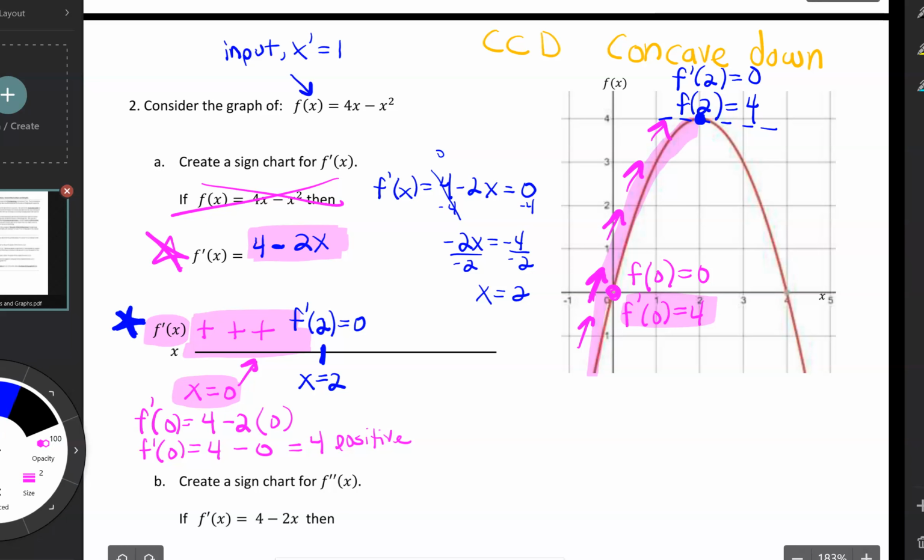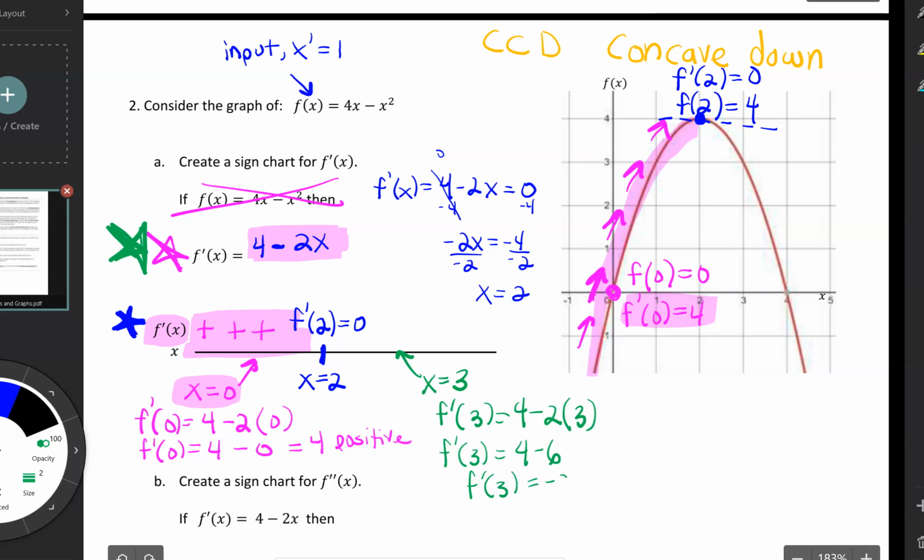Okay, so let's go ahead and confirm on the other side. I'll just pick any number here. I don't know. Let's pick 3 again. And again, I'm going to put that into my derivative rule. So my derivative rule up here is 4 minus 2 times the input. So that would be 4 minus 6. So that would be negative 2. So all I care is that it's a negative output.